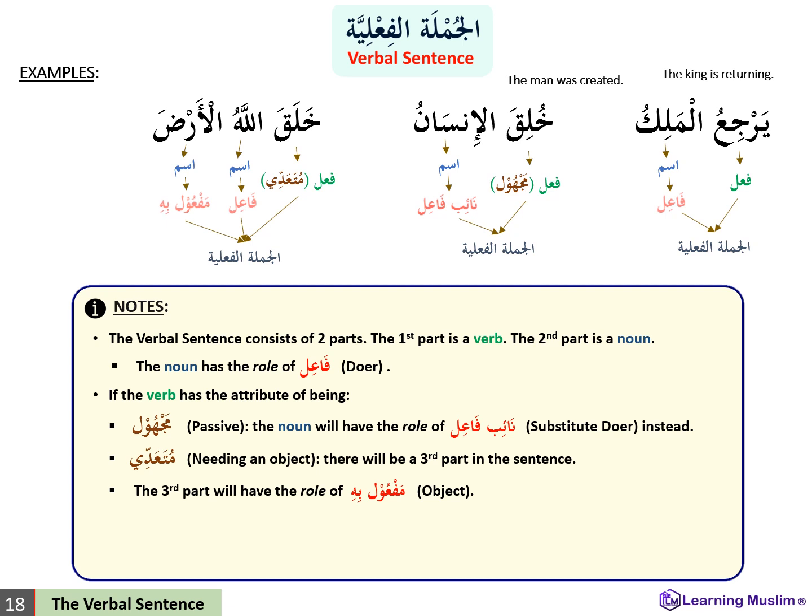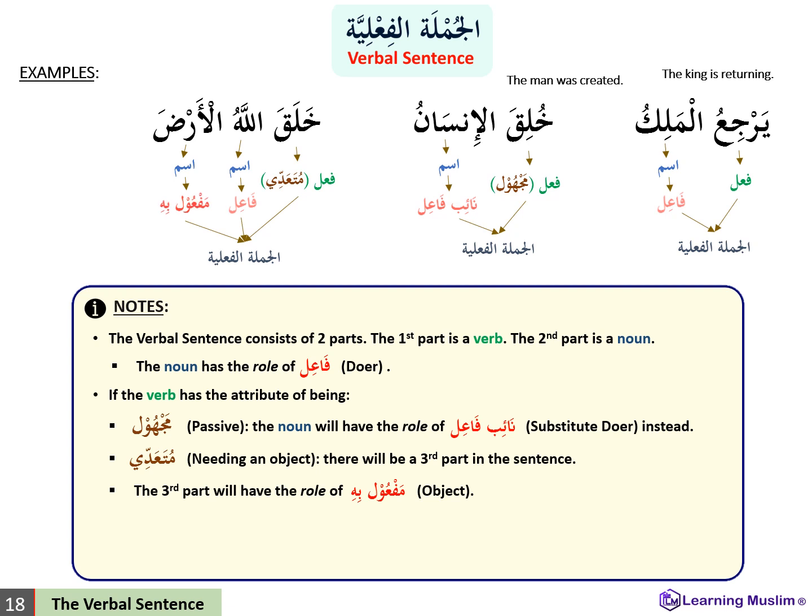So that would then complete our verbal sentence. So we have three scenarios over here. If the verb is active and it does not demand that there should be a direct object, then that verbal sentence will only have two parts, the verb and its subject.